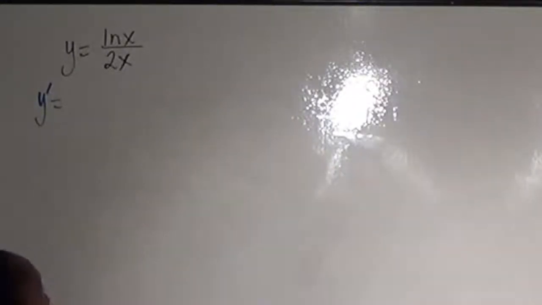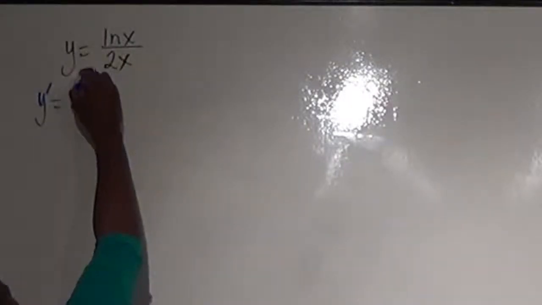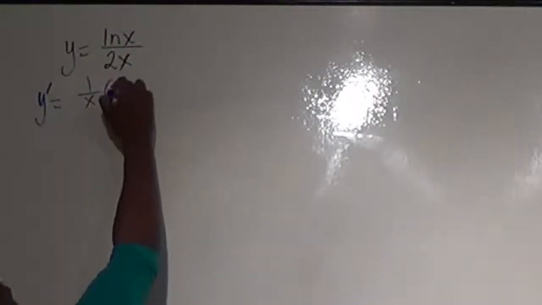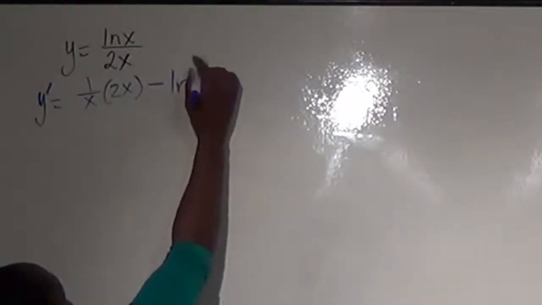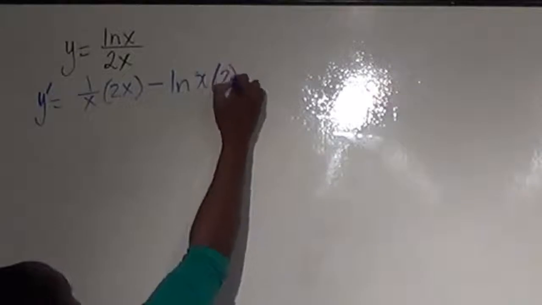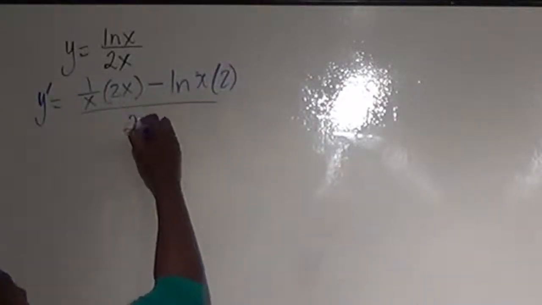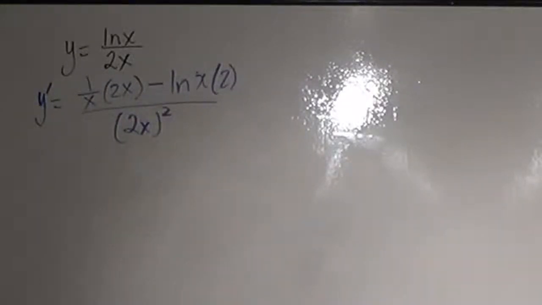Okay. So here, if I'm looking at y prime, this one's going to be a quotient rule. So derivative of the top times the bottom minus the top times the derivative of the bottom all over the bottom squared. Okay. Again, we definitely want to clean it up before we try taking a second derivative.